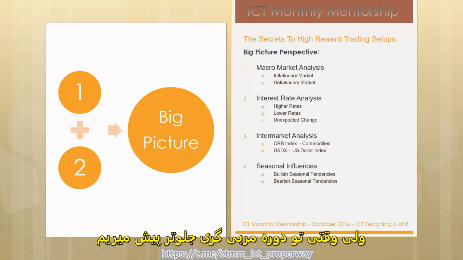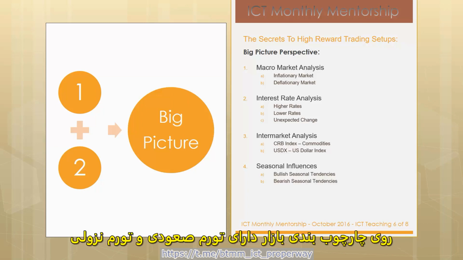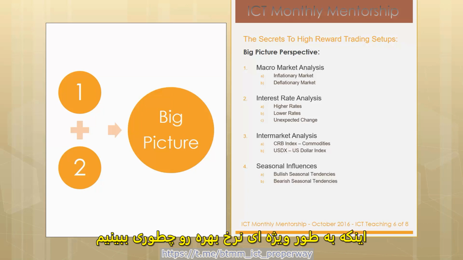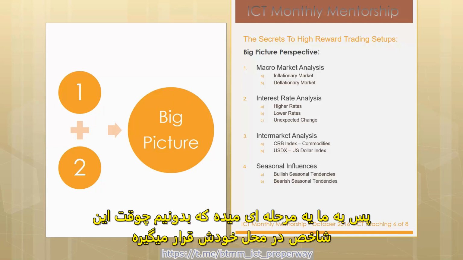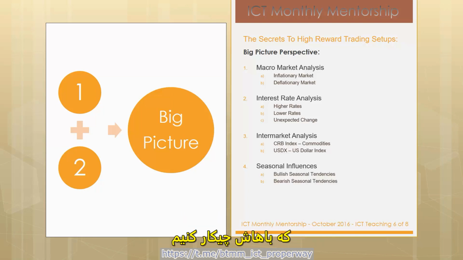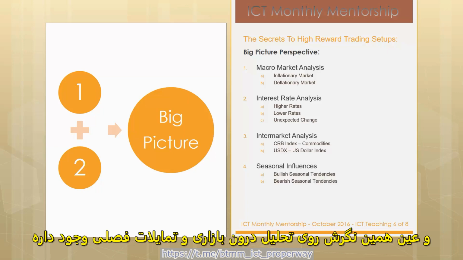But when we go forward in the mentorship, we're actually going to be breaking down what specifically frames an inflationary market and a deflationary market, and how to go in and look at interest rates specifically, and how to use the interest rate market for timing. So it gives us a stage on when this criteria is in place, what we do with it. When should we be buying or selling relative to the interest rate analysis that we see. And the same thing with intermarket analysis and seasonal tendencies.